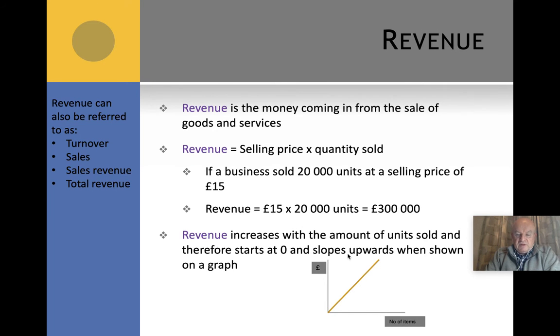Now, if we talk about revenue and the way in which that might be shown graphically, effectively, if we sell no units, then we have no revenue at all. Our revenue is going to increase with the amount of units that we sell. So it's going to start at zero and slope upwards when shown on a graph, as we've shown in the bottom right-hand corner of this slide. We've got sales revenue in terms of pounds, and then the number of items sold. As we sell more items, sales revenue increases, giving an upward sloping line on the graph.